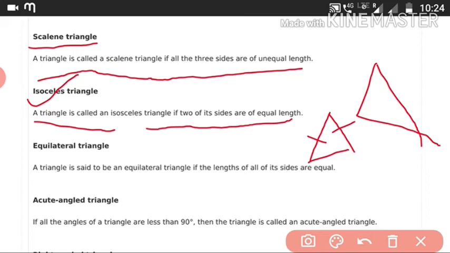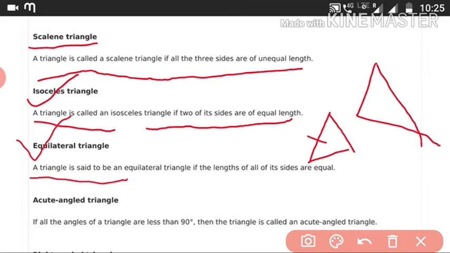Now these sides and these sides are equal, okay. This is also 3 centimeter and this also of 3 centimeter. Then this triangle is named as what? Isosceles triangle. Now next, equilateral triangle. What is this? Equilateral triangle.